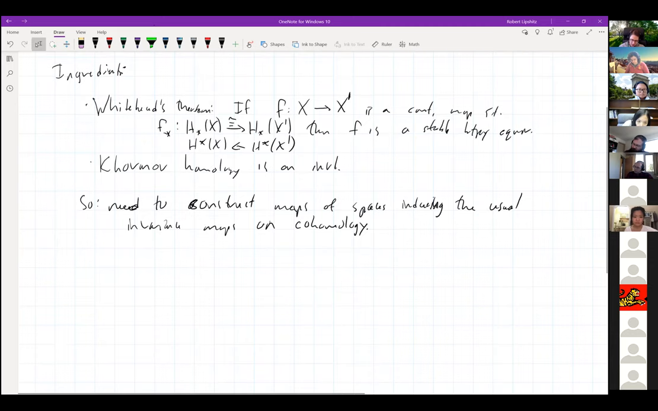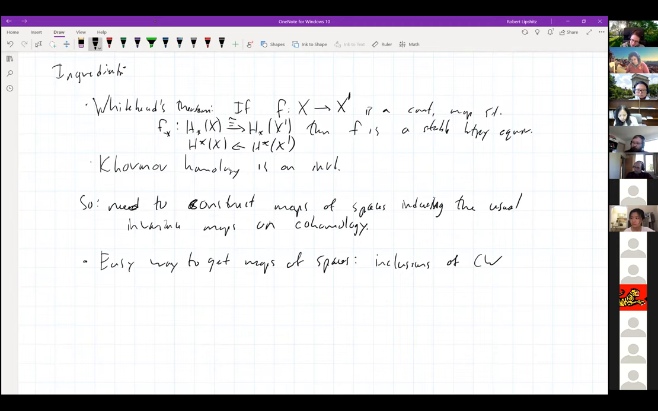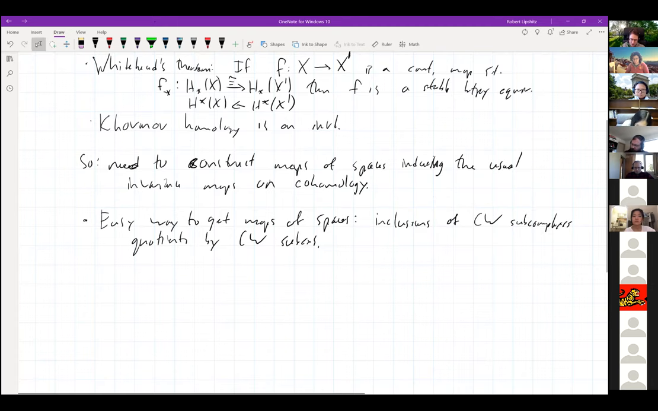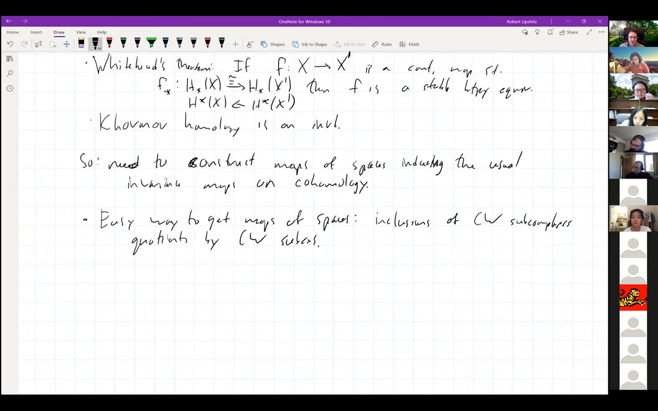And so one easy way to get maps of spaces is by inclusions of subcomplexes, right? These are CW complexes, or quotients by CW subcomplexes. And fortuitously, the way that the Khovanov invariance maps are mostly defined is by doing a sequence of inclusions and quotients of subcomplexes. So that's sub-chain complexes, but we just see that those correspond to sub.